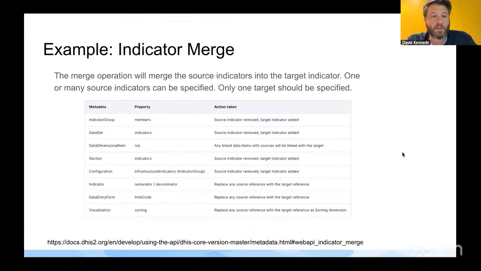So for indicators, this is a list of all of the properties on all the metadata objects that would be changed, so we'll have that find and replace of the ID done. You can see indicator group, data sets, data dimensions, sections, configuration, indicator, in other indicators, data entry form, and visualization. So just more of a picture of exactly what that means.